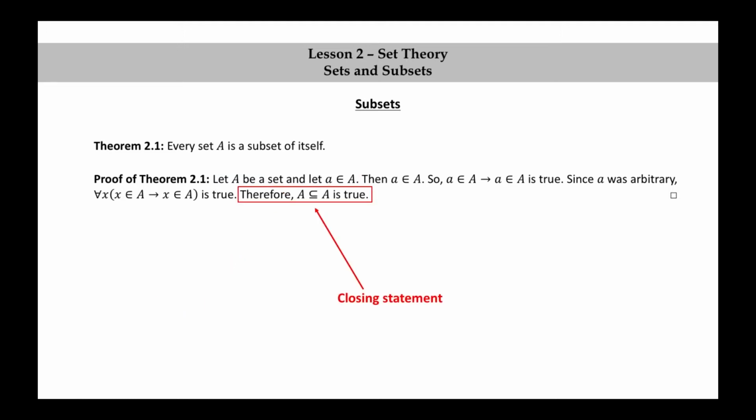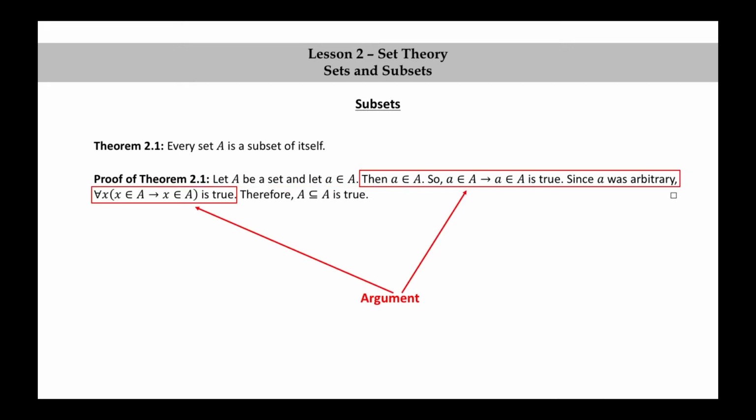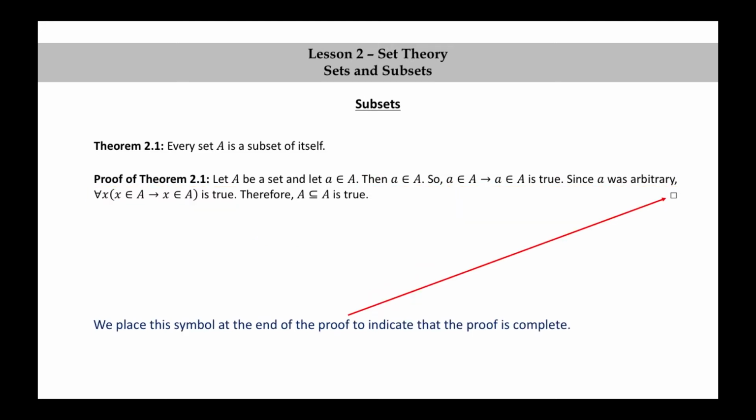The last sentence here, therefore A is a subset of A is true, is the closing statement. In general, the closing statement states the final result. Everything between the opening and closing statement is called the argument. This last little symbol, this square at the end, is just a symbol we place at the end of a proof to indicate that the proof is complete.